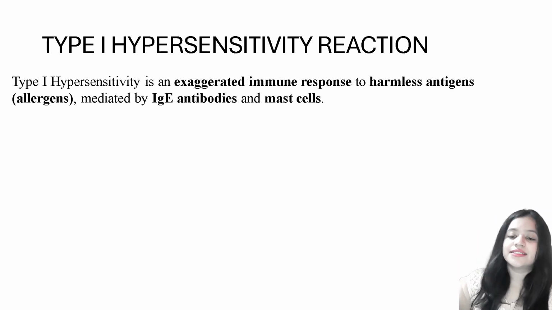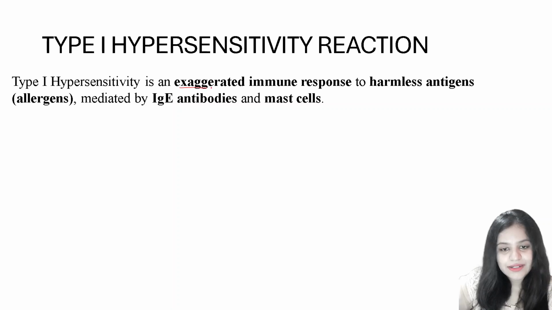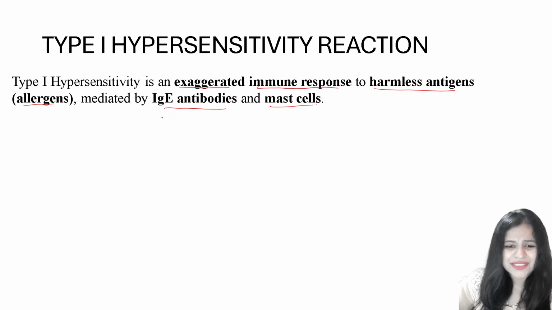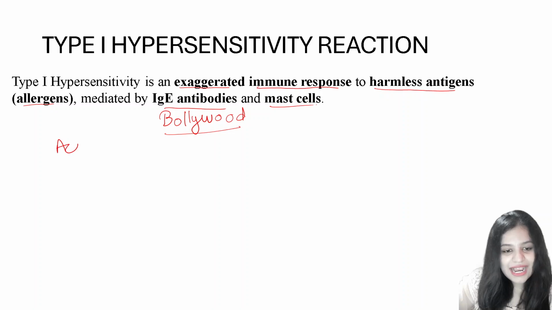Type 1 hypersensitivity is an exaggerated immune response to harmless antigens, that is allergens, mediated by IgE antibodies and mast cell. You know, your type 1 hypersensitivity is like your typical Bollywood revenge drama. Okay, it's like a Bollywood movie. What happens here in first act?